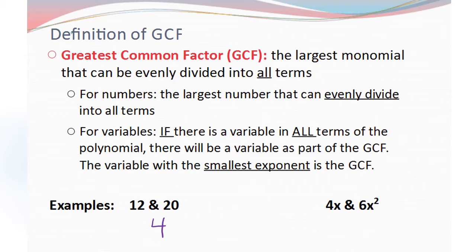If you have 4x and 6x squared, you first just look at the coefficients. So you look at the 4 and you look at the 6, and the GCF for the 4 and the 6 is 2. Then you look at the x and the x squared. Because they both have an x, you're taking the smallest exponent that they have in common. Remember that this x is really like an x to the first, which means its exponent is smaller than the x squared. So we can take out an x. So 2x divides evenly into 4x, and 2x also divides evenly into 6x squared. And so that is the greatest common factor of those two terms.